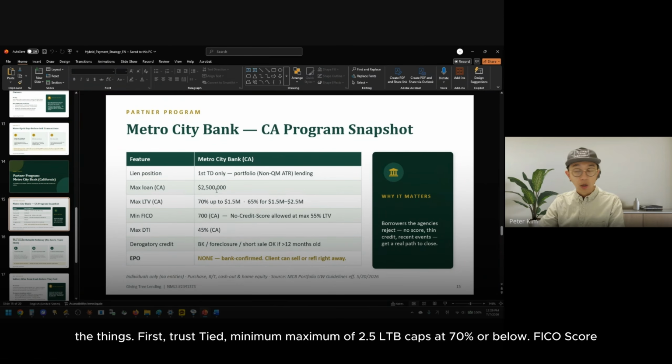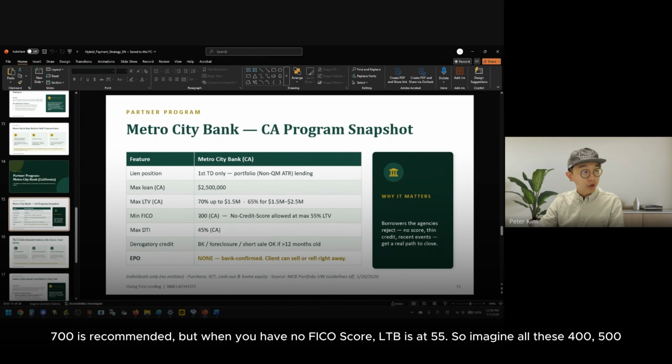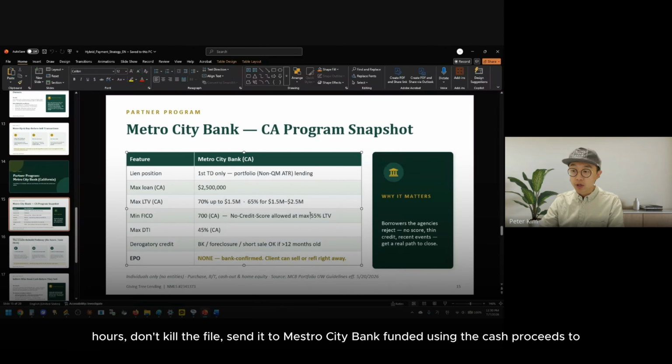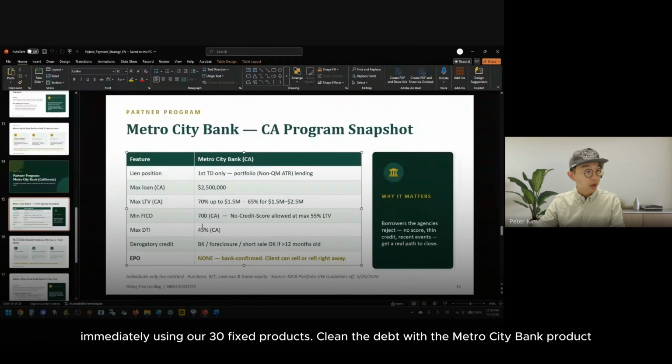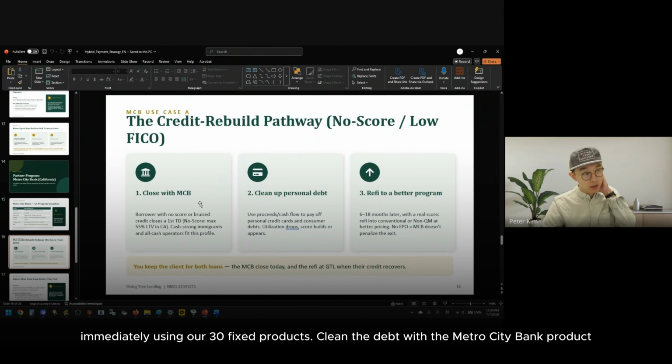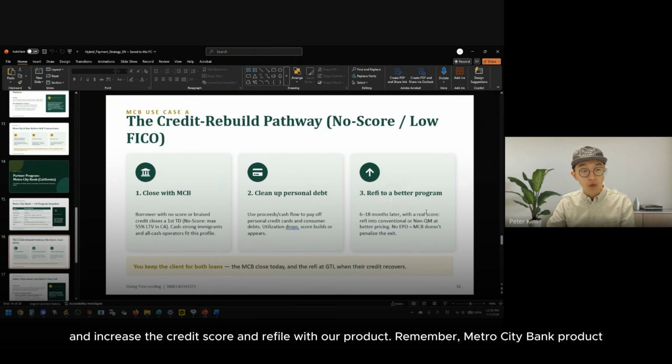First, the maximum loan amount is 2.5 million, and LTV caps at 70% or below. A FICO score of 700 is recommended, but when you have no FICO score, LTV is 55. So imagine all these 400, 500 FICO borrowers: don't kill the file. Send it to Metro City Bank and fund it, using the cash proceeds to pay off the credit debts so that as soon as they become 700, we can refinance immediately using our 30-year fixed product. Clean the debt with the Metro City Bank product, increase the credit score, and refi with our product.